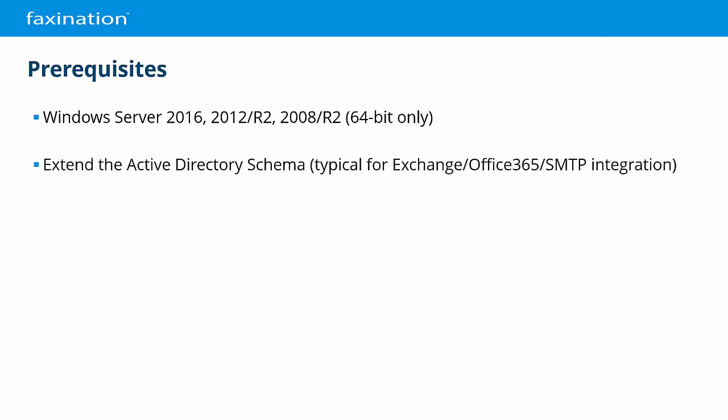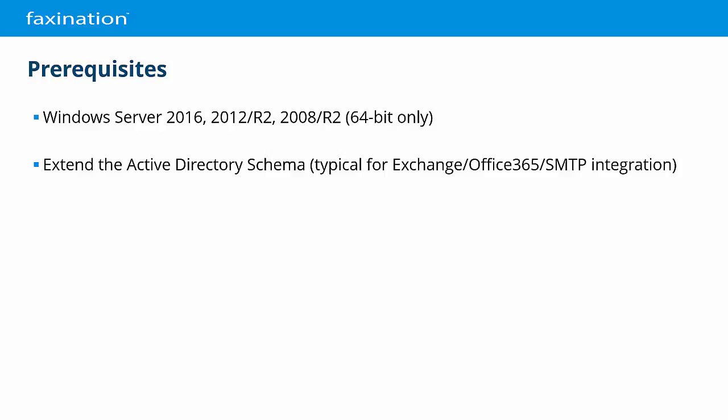We'll be extending our Active Directory schema. This gives us a place within Active Directory to store the per-user options and permissions for our on-premise Exchange integration. The Active Directory schema extensions can also be used with Office 365 and the Faxination SMTP interface.